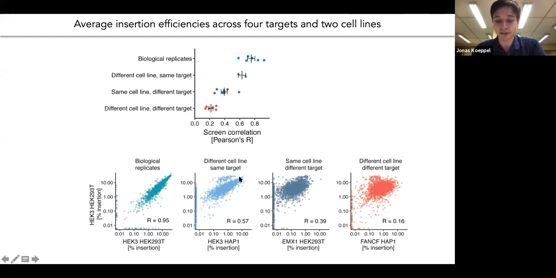Then if we look at the same target site in 2 different cell lines, you see that the correlation overall is still quite good. However, there's this island here in the scatter plot, and we talk about this in a moment. So the correlation gets worse compared to replicates. Then if we instead look at the same cell line, but target 2 different sites, the correlation is slightly worse than looking at different cell lines in the same target. And the correlation is lowest if we both change the cell line and the target site.